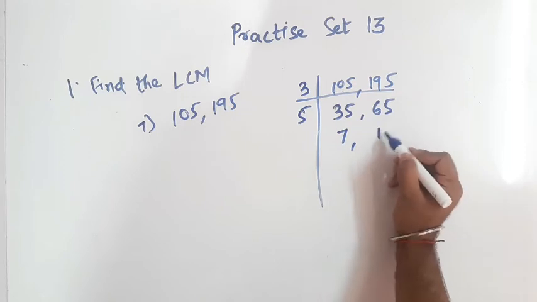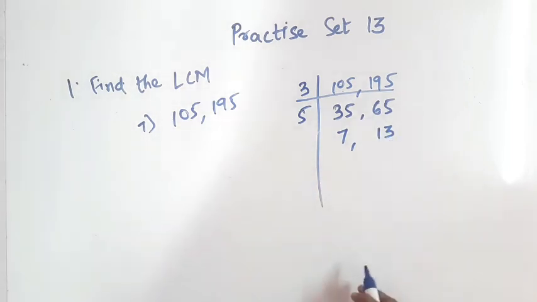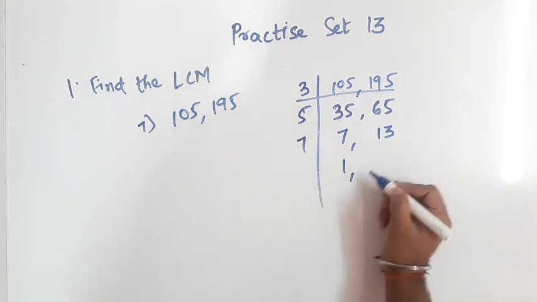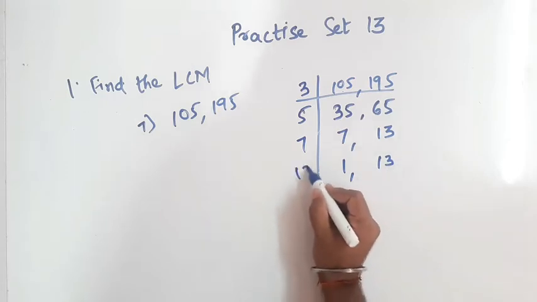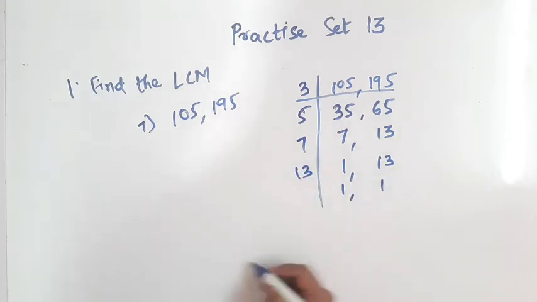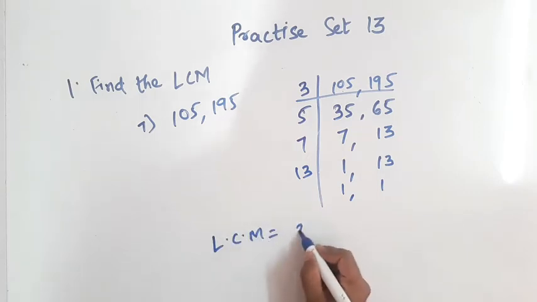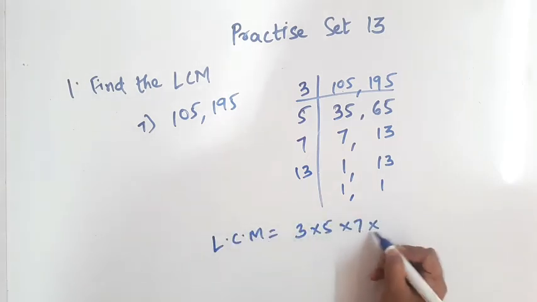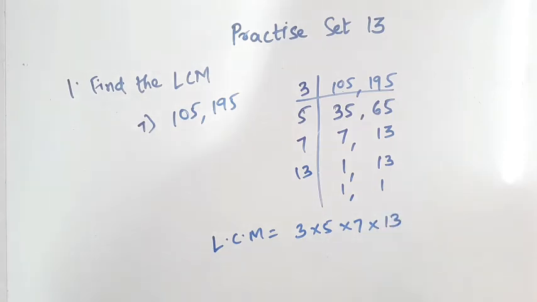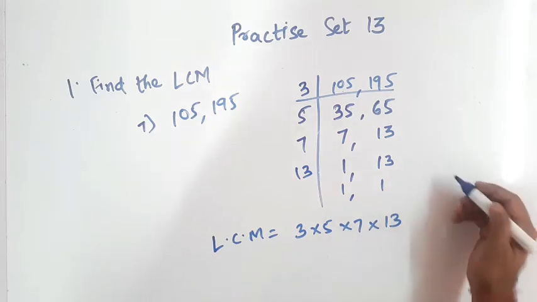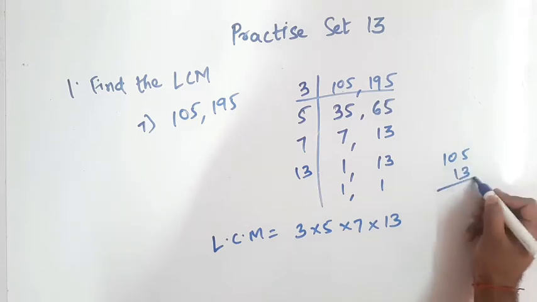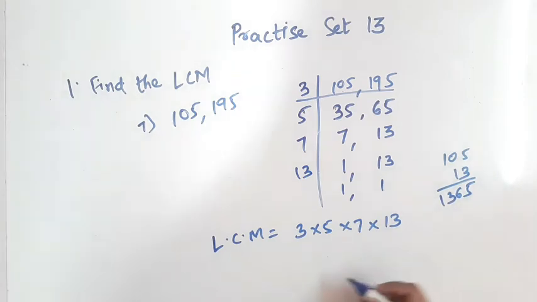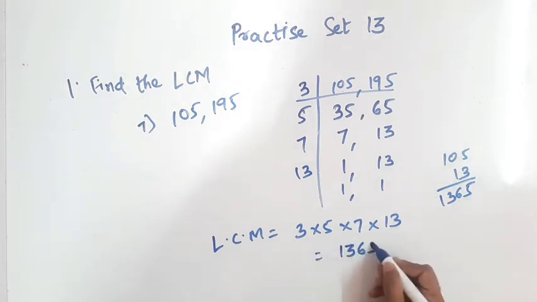5 7s are 35 and 5 13s are 65. You know 13 5s is 65. So now 7 1s is 7. 13 as it is. 13 again is a prime number. So 13 1s are 13. So our LCM is 3 into 5 into 7 into 13. Let us see the product. 3 5s are 15, 15 7s are 105, 105 into 13. I'll do it here. 105 into 13. 13 5s are 65. 13 1s are 13. So it is 1365.